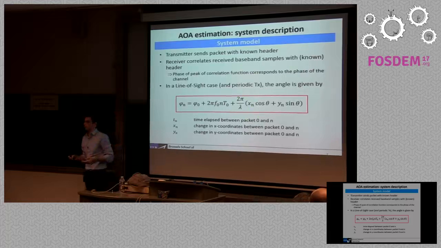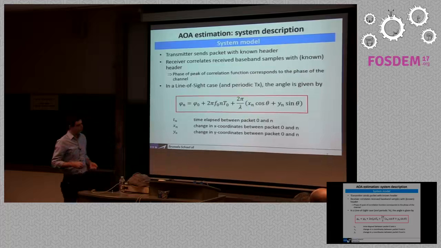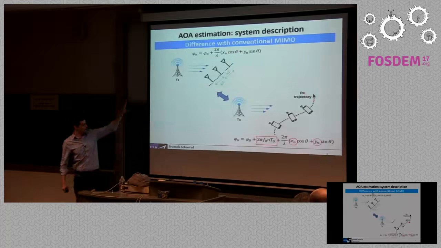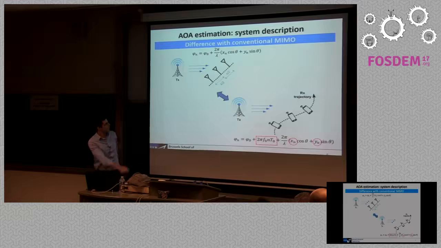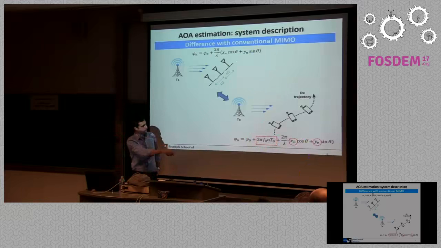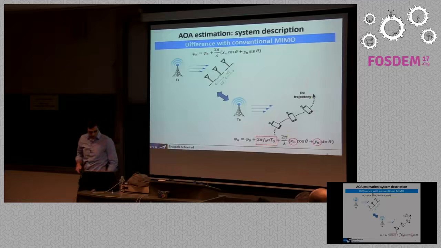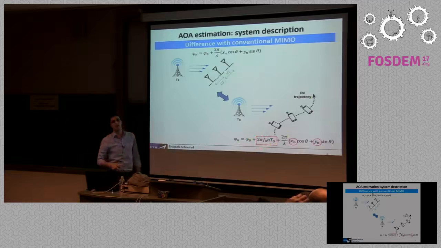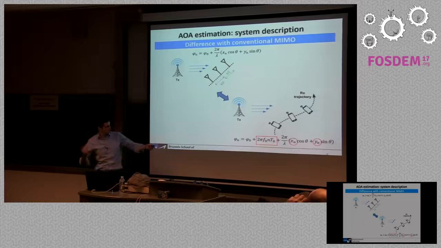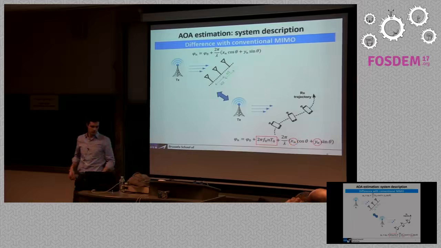So the difference between conventional MIMO and this virtual MIMO are these two terms here, which are in the red boxes. The first one is a frequency offset, which you don't have in the conventional case. And the second one is that you don't know the xn and the yn of your different virtual antennas here. So the first part, we're going to see how we can deal with this term, which is actually fairly easy to deal with. And then the second part, we're going to see how we can estimate these xn and yn terms using inertial measurement units.